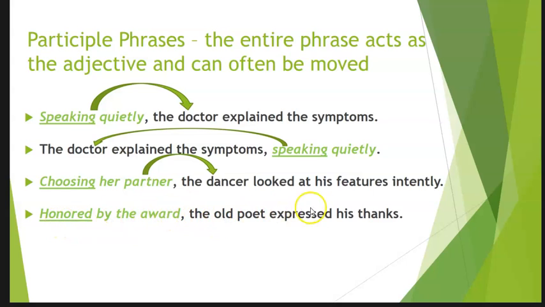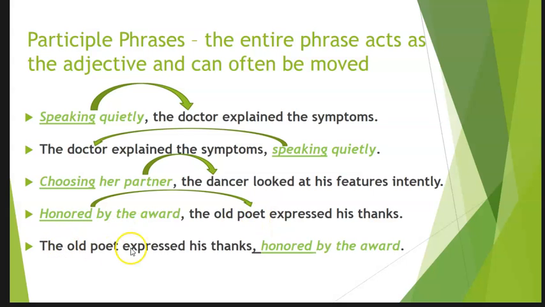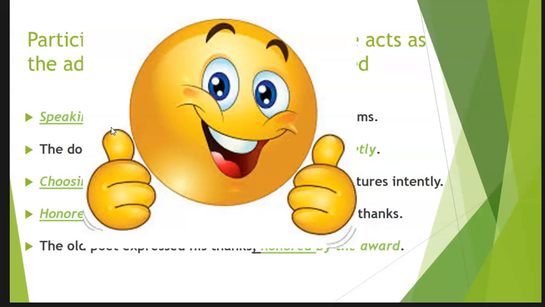Honored by the award, the old poet expressed his thanks. I've moved it to the beginning. Honored is still my participle. Honored by the award is my whole phrase, and the whole thing is modifying poet. The old poet expressed his thanks, honored by the award. Here, I put it at the end. Honored again is my participle. Honored by the award is the whole phrase. The whole thing's modifying poet. Okay, so they can be in a variety of places. They get set off by commas when you use the whole phrase. The whole phrase is always an adjective. Participle phrases are always acting as an adjective in the sentence.